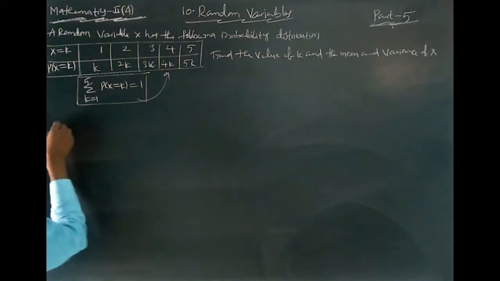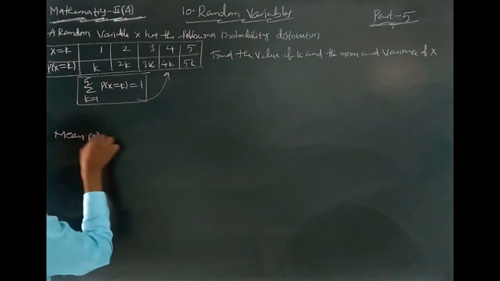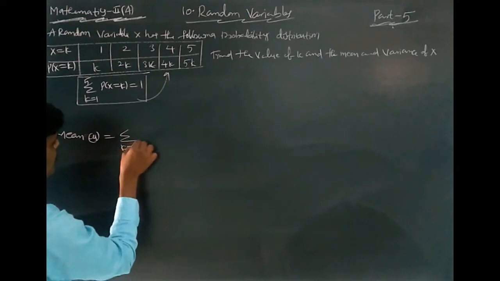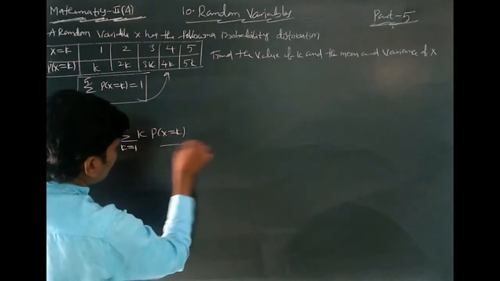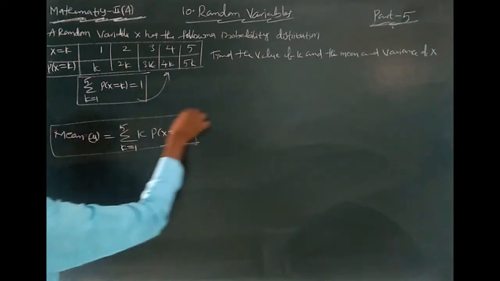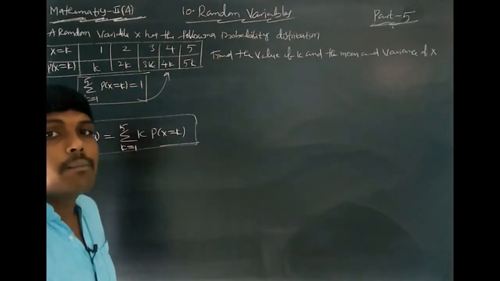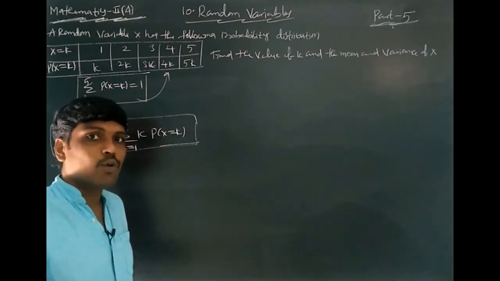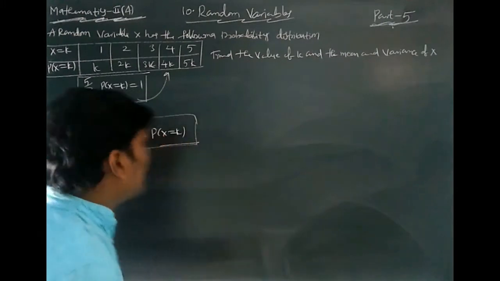Next, mean. What is the formula of mean? Mean has the formula mu is equal to summation of k from 1 to 5 of k into p of x is equal to k. This is the formula. In this formula we can write all values. The last problem was already explained in this model mean. That problem's answer in terms of k, that value we can write here.